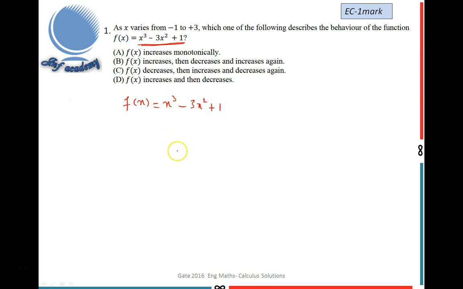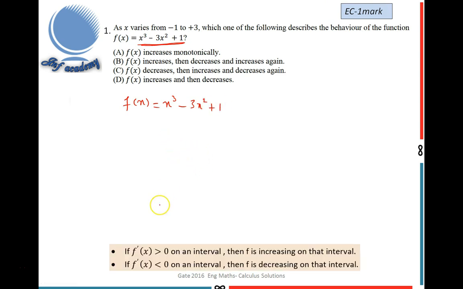Here I use the increasing and decreasing test. That is, if f dash of x is greater than 0 on an interval, then f is increasing on that interval. If f dash of x is less than 0, then f is decreasing on that interval. This is the increasing and decreasing test. So first I find f dash of x. What is f dash of x? 3x square minus 6x. Next, I find the critical points. f dash of x equal to 0 gives the critical points.